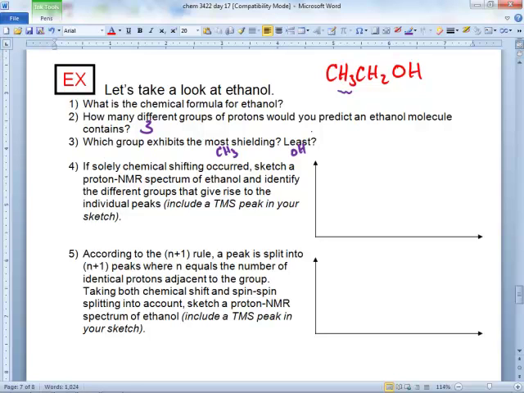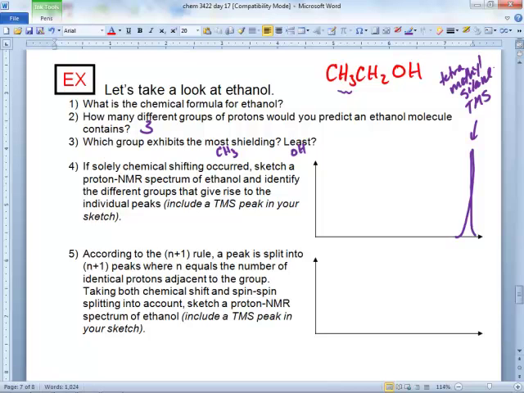If solely chemical shifting occurred, sketch a proton NMR spectrum of ethanol and identify the different groups. Include a TMS peak in your sketch. We haven't talked about TMS yet. That's the most shielded, right? Exactly. So you go from the left, the least shielded, to the right. That's the thinking. TMS is tetramethylsilane, extremely well shielded. And we'll talk about it; I think that's the next screen. But you go from the least to the most shielded.